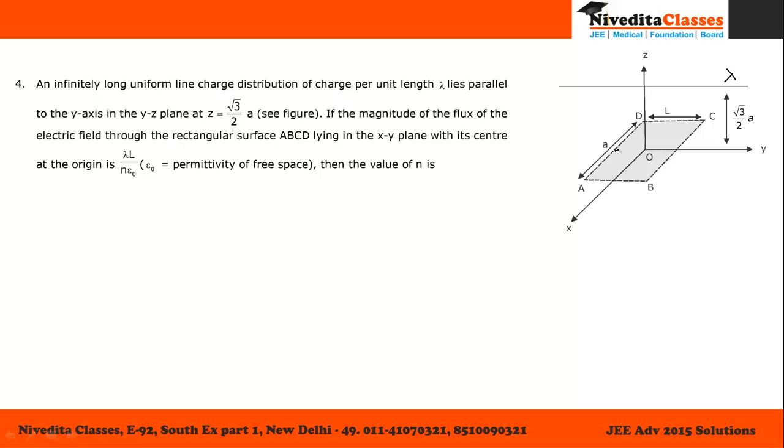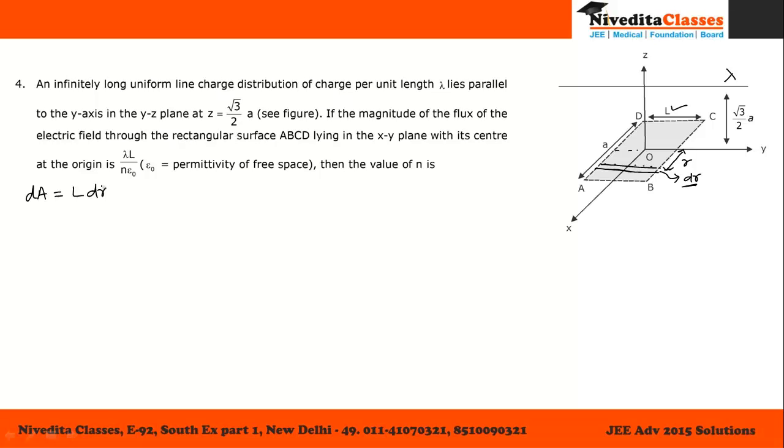Let us say we take an elemental area which is at a distance of r from our central position, and let's say its width is dr. The area of this small elemental strip will be equal to L dr, where dr is the width and L is the length.